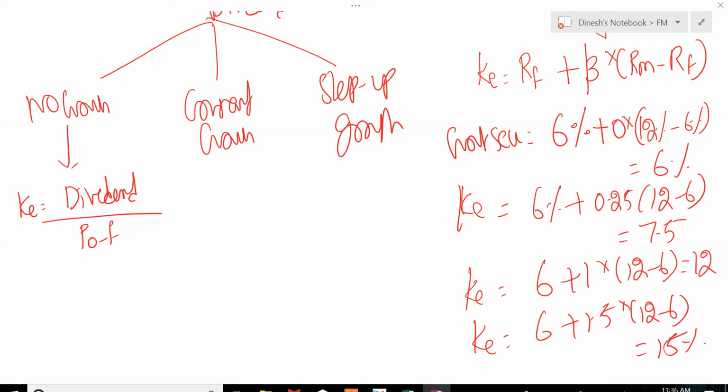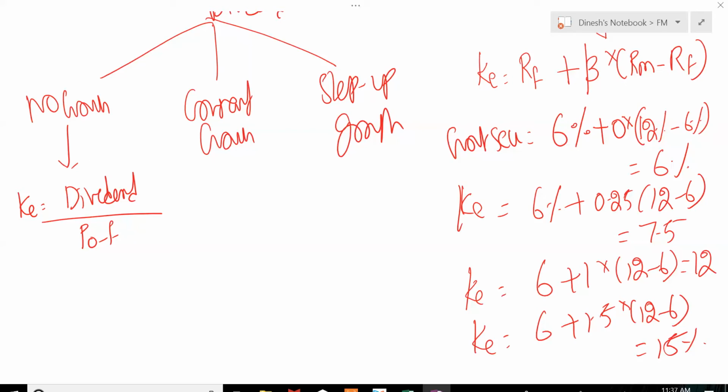So the cost of equity of a non-growing company is like interest after tax by net proceeds, but I don't call it interest after tax. I call it equity dividend divided by net proceeds. What is net proceeds? Issue price minus flotation cost, or current market price. So I have written in the denominator P naught minus F. P naught refers to current market price or issue price. F refers to flotation cost. So if flotation cost is there, you deduct it. Clear? Any doubts till now?